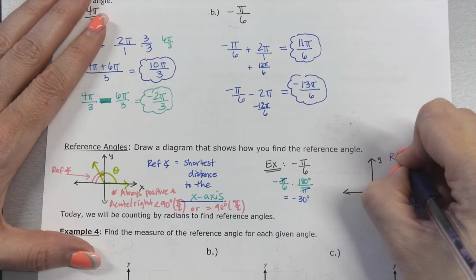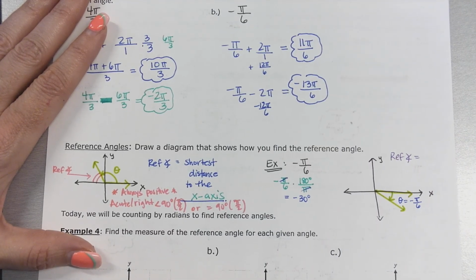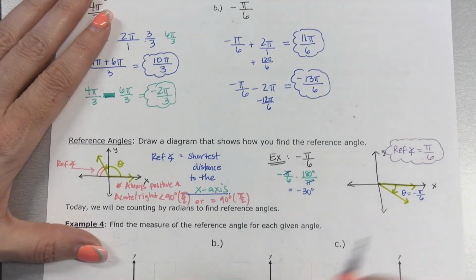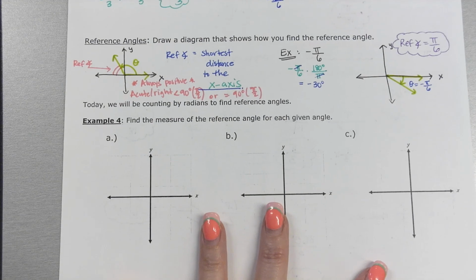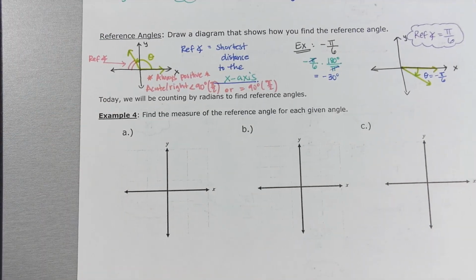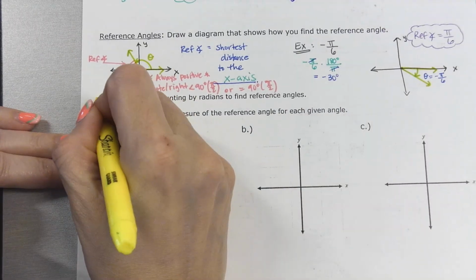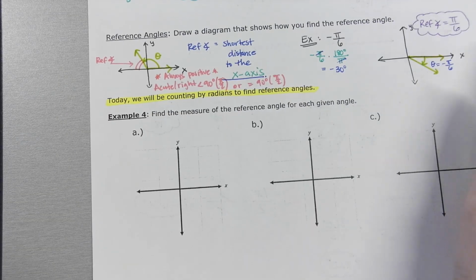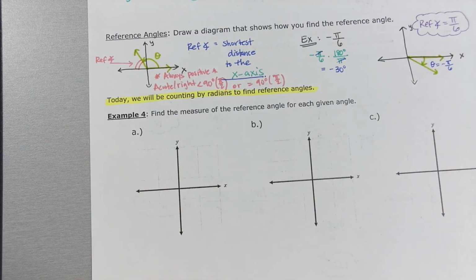Yeah. Okay, and how do we write that in radians? 30 degrees is pi over 6. Okay, so we are going to have to write them in radians today. I know that's going to take some extra effort, but everything we're doing is going to help us build some fundamental skills so that when we get to some of the harder trig stuff, it becomes a little bit easier for us. So we're going to be counting by radians today to find reference angles, okay? So there are multiple ways that you can do this. We are going to talk about them.